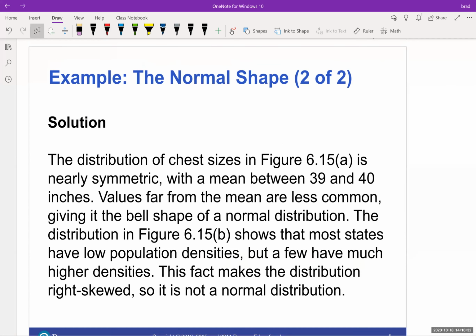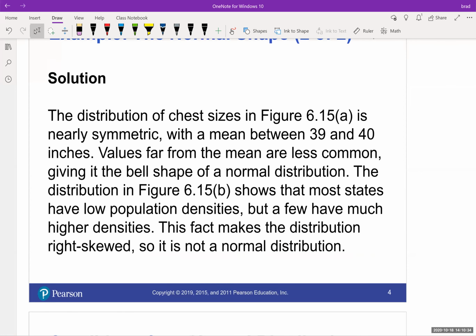The distribution of chest sizes is nearly symmetric with a mean between 39 and 40 inches. Values far from the mean are less common, giving it the bell-shaped curve. So again, this is what we're looking for from our normal distribution, a bell-shaped curve. The distribution in Figure 6.15 shows most states have low population densities, but a few have a much higher population density, like California and New York. This fact makes the distribution right skewed, so that's what we were talking about. So it is not normal, okay?